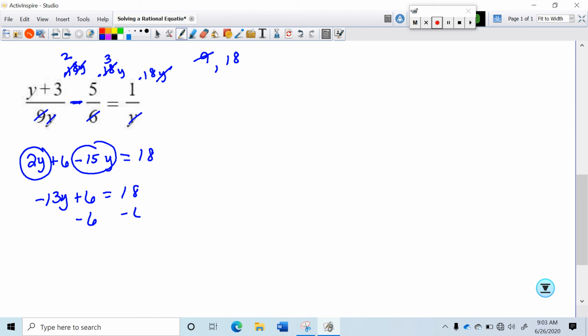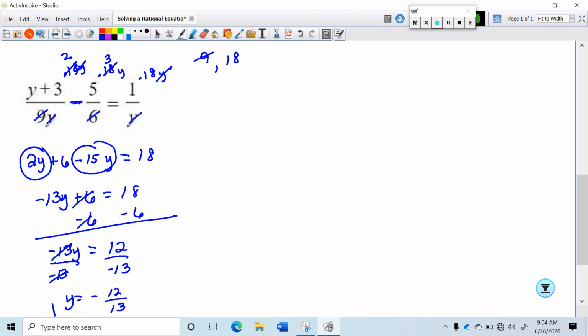Subtract 6 from both sides. Negative 13y, opposites cancel, equals 18. Take away 6 is 12. Divide by negative 13. So y equals negative 12/13. It does not simplify, so that's your answer.